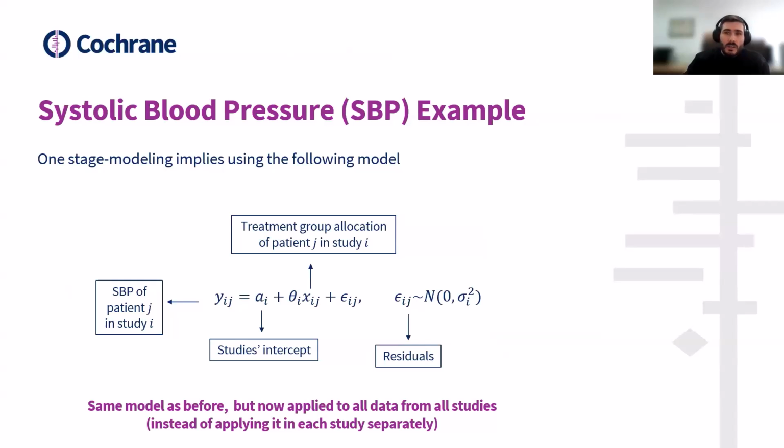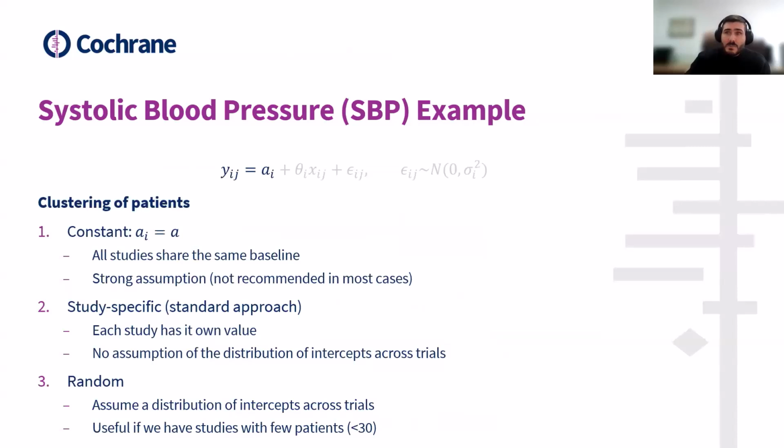One-stage modeling, in our case, requires fitting the following model, which may look the same as the previous one, but it is not. The previous model requires fitting regressions to all studies separately, while this one is applied to all studies simultaneously. A key consideration here is how we handle the intercept. The intercept is vital in this approach since it is the parameter that randomizes the patients based on the study that they belong to. There are three options here.